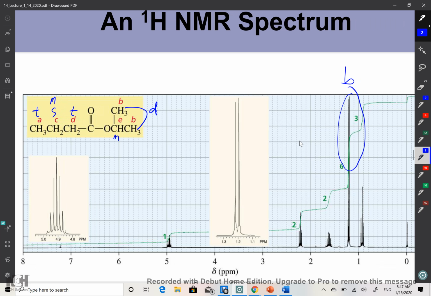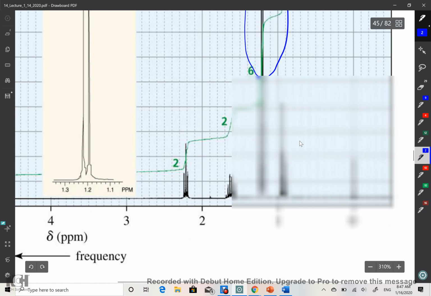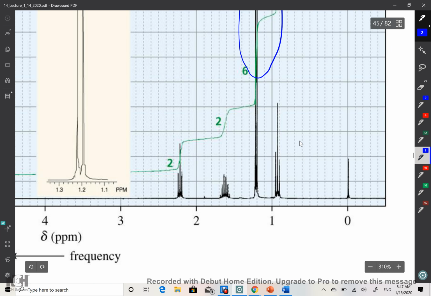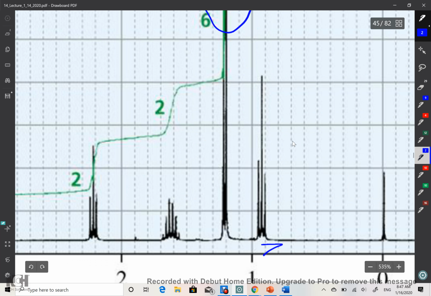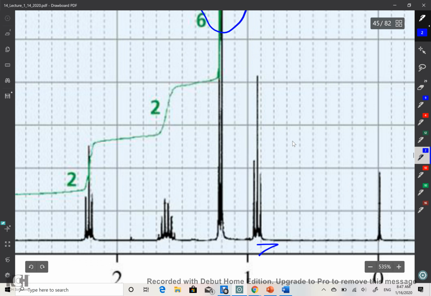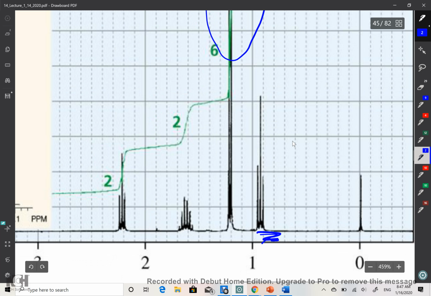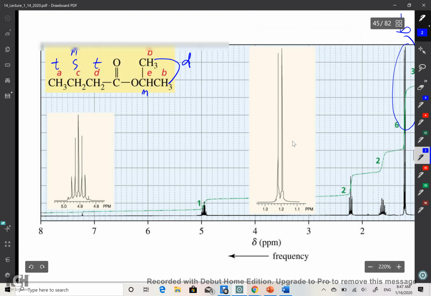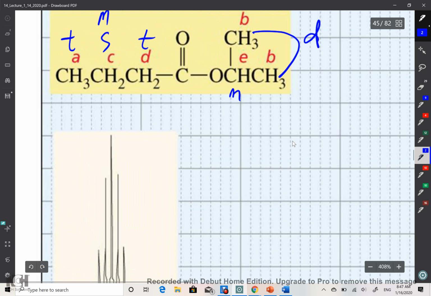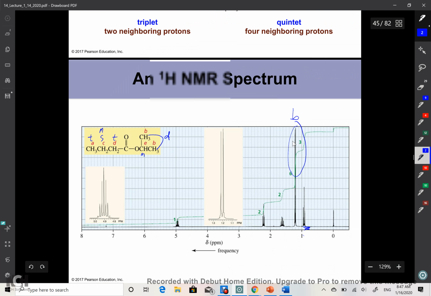Now, we have a triplet over here. Let me zoom it so you can see. Do you see the triplet? Okay. Now, if I go back to the structure, there are 2 protons that can generate a triplet. You have proton A and proton D. Which one do you think is responsible for that first triplet? Is that okay with everyone? Because A is shielded. Does that make sense? So this will be A.